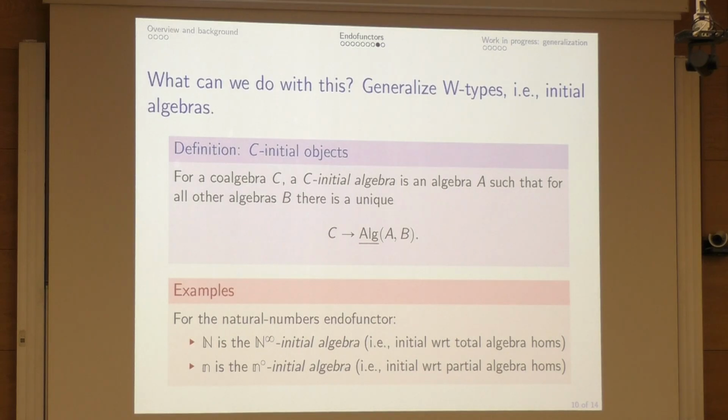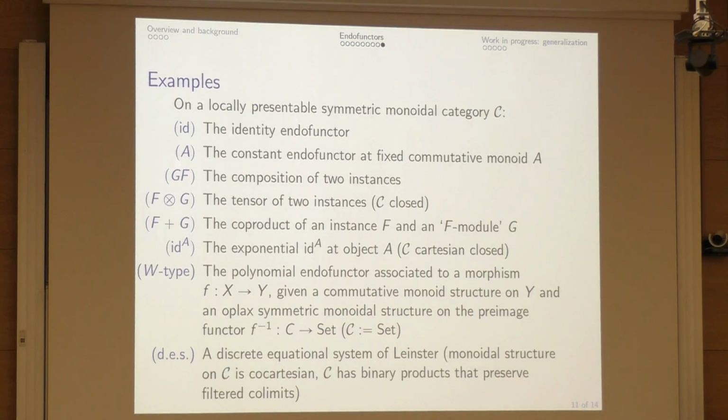Okay. And again, I won't get too much into this, but for the semantics of functional programming, it's these initial algebras that are interesting, so it's maybe interesting to generalize them. Okay, we have many examples. So the identity is an example. The constant functor at a fixed commutative monoid is an example. It's closed under composition and tensoring and coproducts with some extra hypotheses. And we also have W types, like I said, but we do need some extra algebraic structure to get our functor to be lax monoidal. And also, interestingly, the discrete equational systems of Leinster.